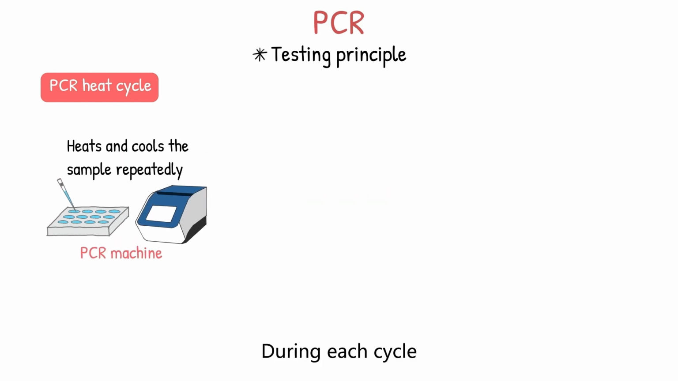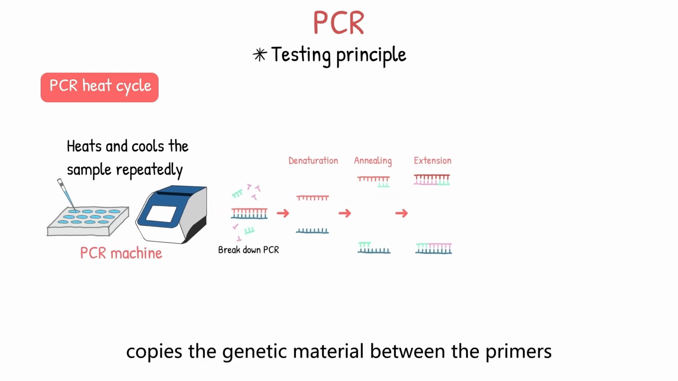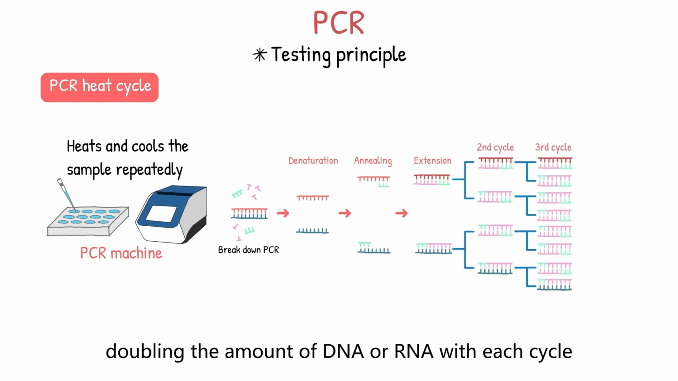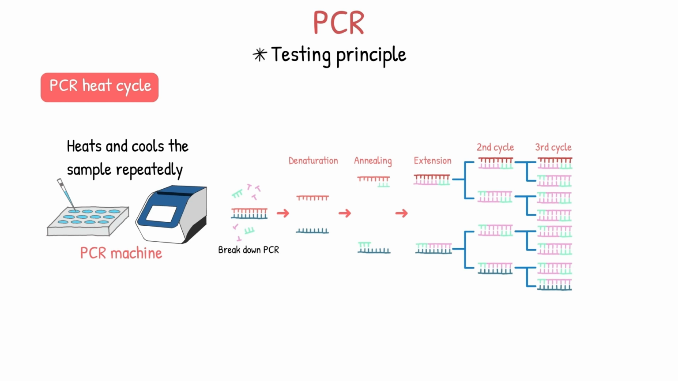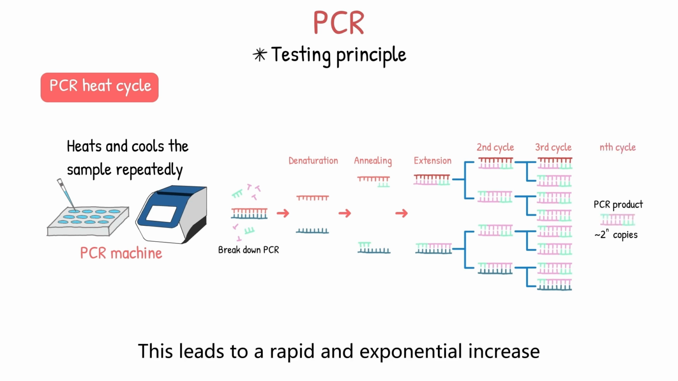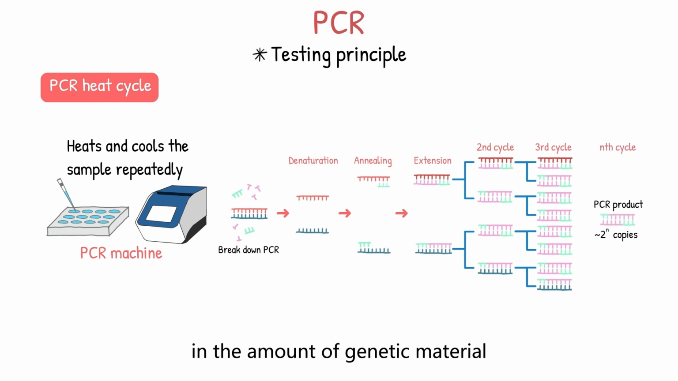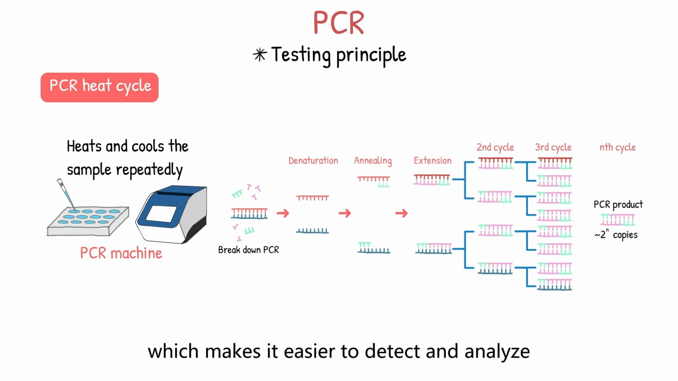During each cycle, the DNA polymerase enzymes copy the genetic material between the primers, doubling the amount of DNA or RNA with each cycle. This leads to a rapid and exponential increase in the amount of genetic material, which makes it easier to detect and analyze.